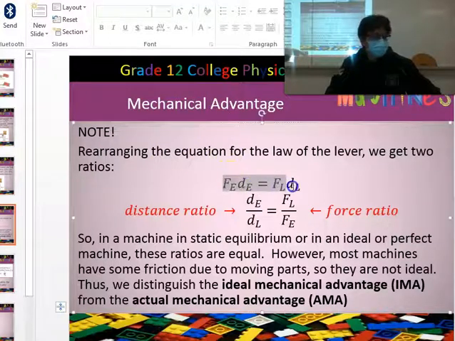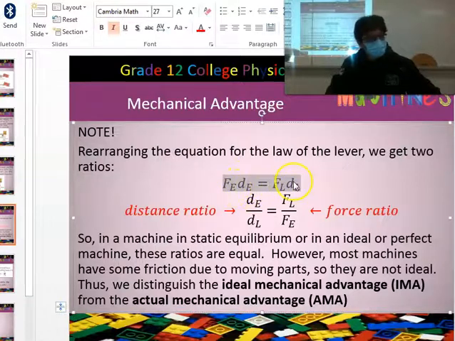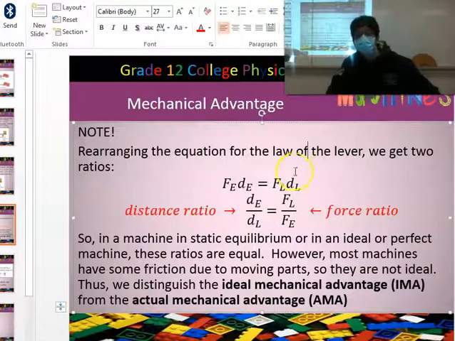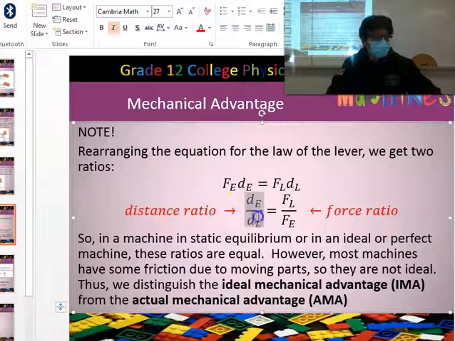And if we look at our static equilibrium here, or the law of the lever, and we rearrange it, we get that force ratio that we just calculated. But we also get this distance ratio. Now in a perfect world, these two ratios, the force ratio and the distance ratio, would be equal. But it's not a perfect world, and so they're not equal. And they're not equal because the distance ratio will always be true. You can measure that with a ruler.